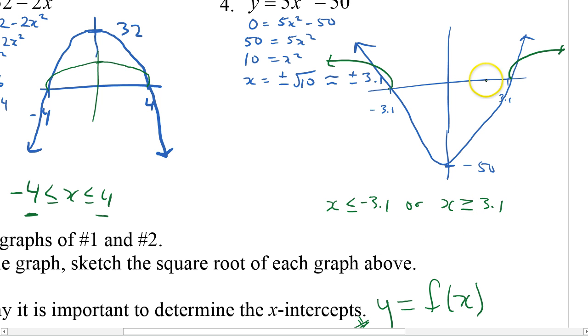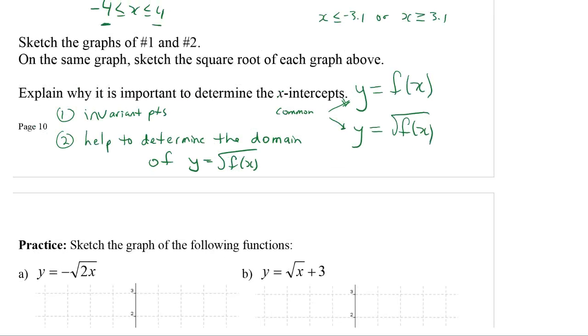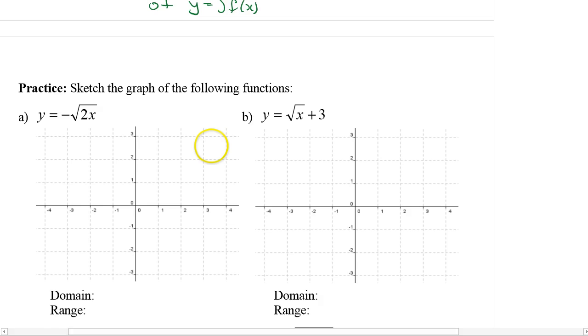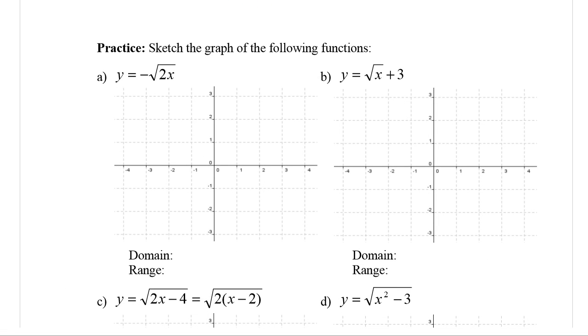Again, how do we find those points? Those are the x-intercepts. Okay, let's go on to the next page. It says, sketch the graph of the following functions. We have y is equal to negative the square root of 2x.